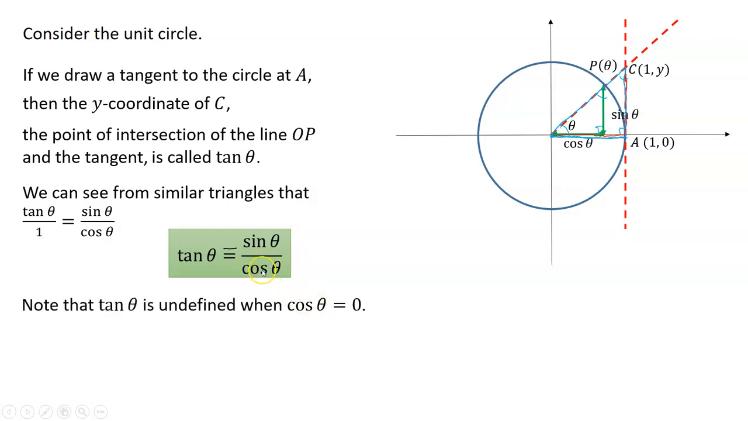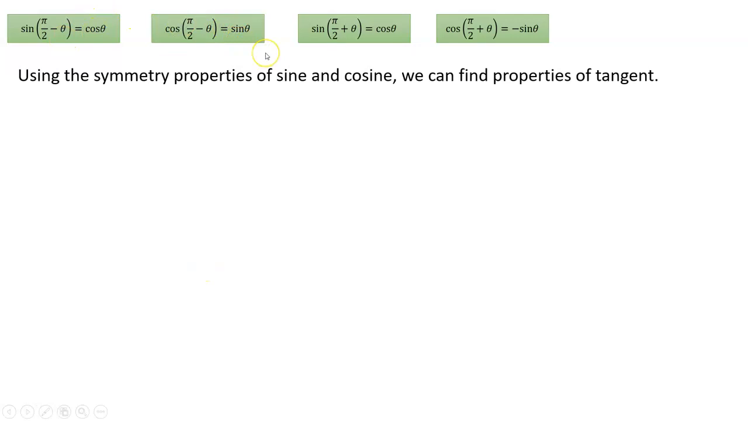When cos theta equals 0, then tan theta is undefined. So these were the complementary relationships that we had a look at last lesson. And using these properties, we can find some properties of tan as well. So tan of pi minus theta is equal to sine of pi minus theta over cos of pi minus theta.